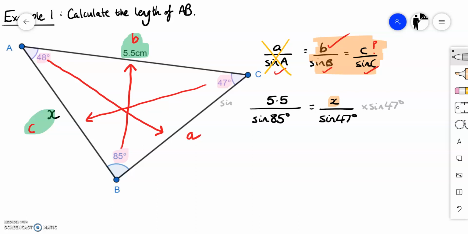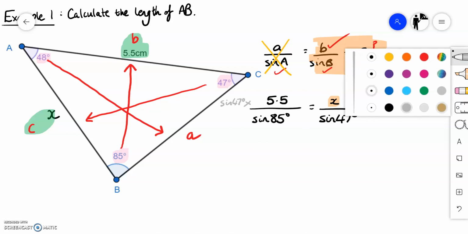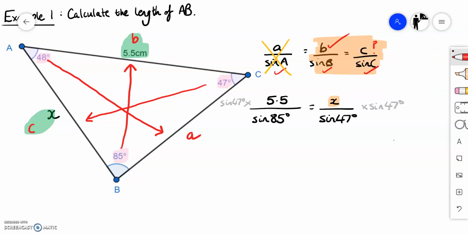I'm going to multiply this side by sine 47. I'm going to multiply this side by sine 47. We do that because it then makes x the subject of the formula. I'm going to rewrite this around the other way, so we've got x on the left. So that's going to be x is equal to, I've got sine 47 times 5.5, I'm going to write that as 5.5 sine 47. It's just going to multiply the numerator there, and that's over sine of 85.